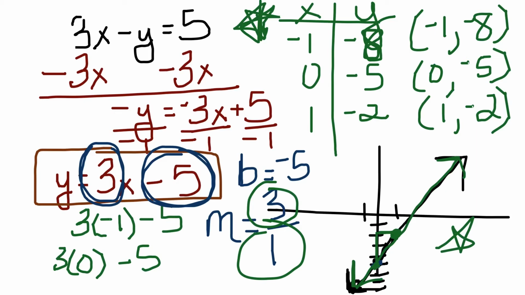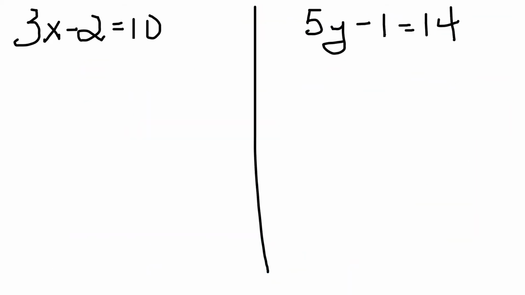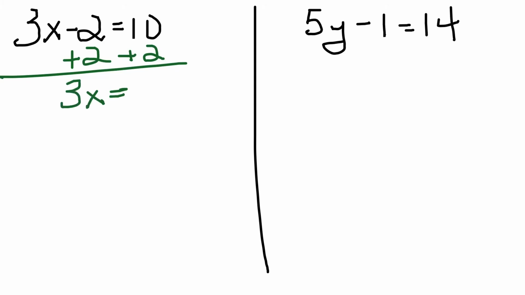Okay, I want to try some more examples. In this one, I've got these two equations, and I want to graph them. But one thing I want you to notice is that this is a little strange because there's just an x, and over here, this is a little strange because there's just a y. So there's only one variable. How does that work? Because there's no y to solve for, I'm going to solve for x. I'm going to add 2, and I get 3x equals 12. I divide by 3, and I get x equals 4.